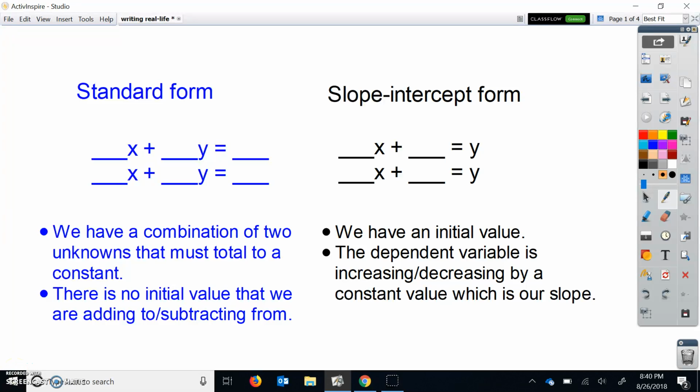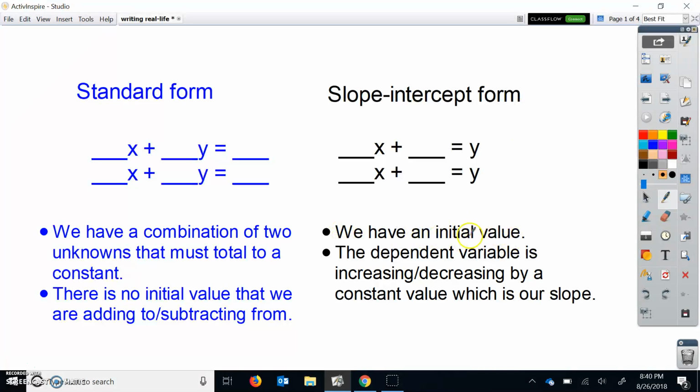Okay, so you might have some trouble writing a system of equations for a real life situation. Part of the problem is you really should decide if it's a slope-intercept form situation or a standard form situation. So I'll start with the slope-intercept form situation.